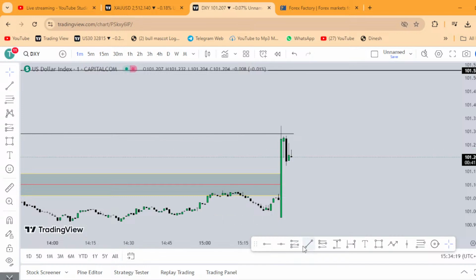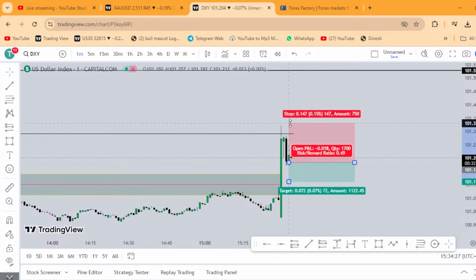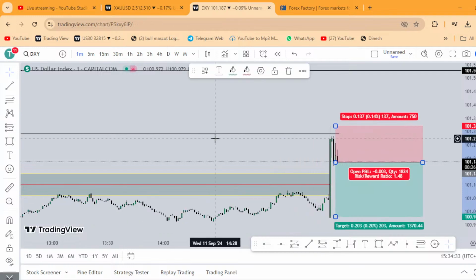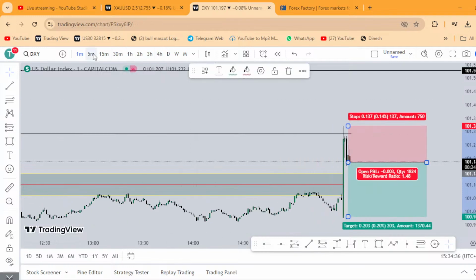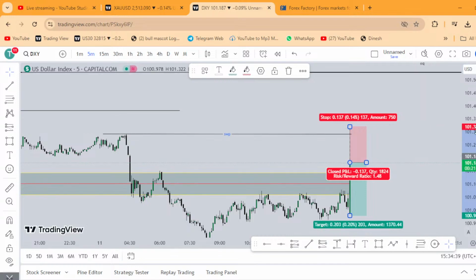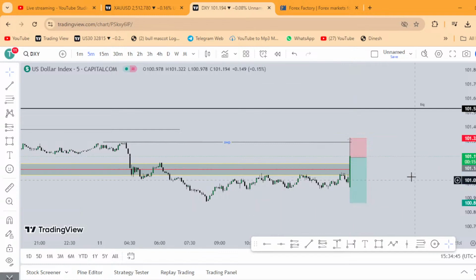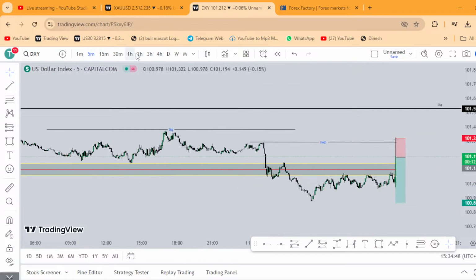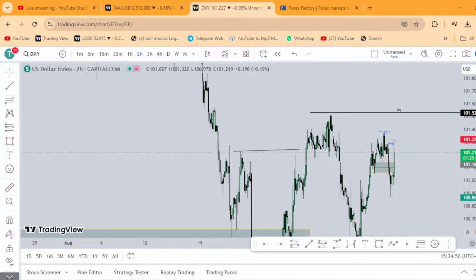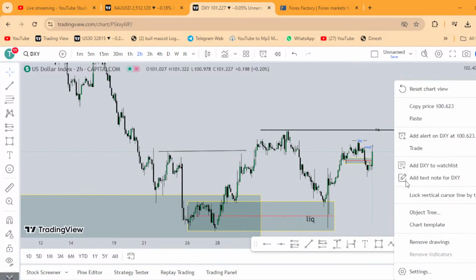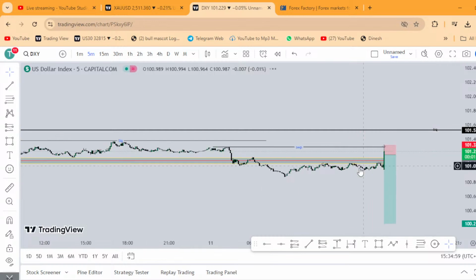Now this is the effect after this level. Just put the stop loss there. Then I will be targeting this. So is it worth it? That is like a 1 to 2 risk to reward. It's not really worth it. Maybe if you continue targeting this, that can be some good, but it's not so much clear.